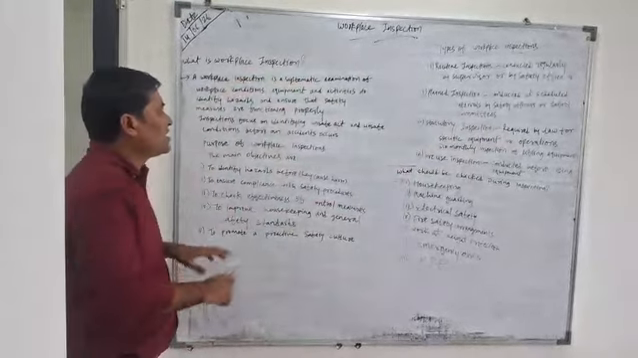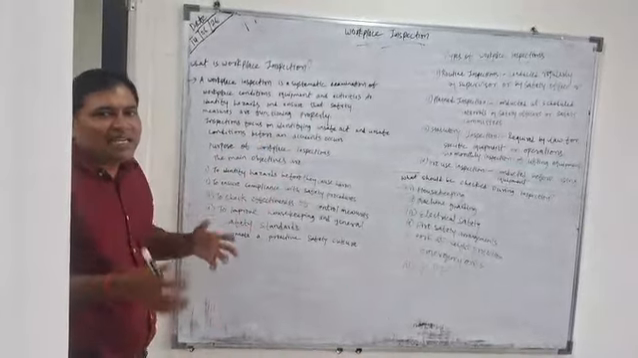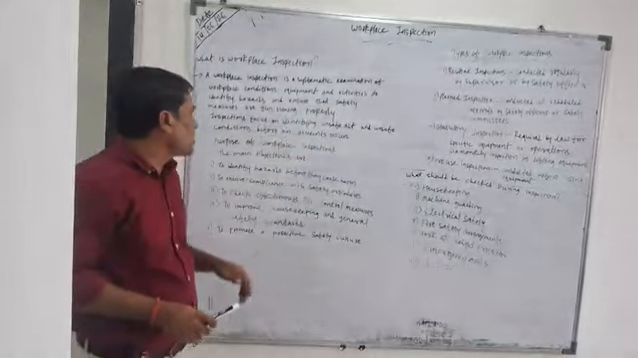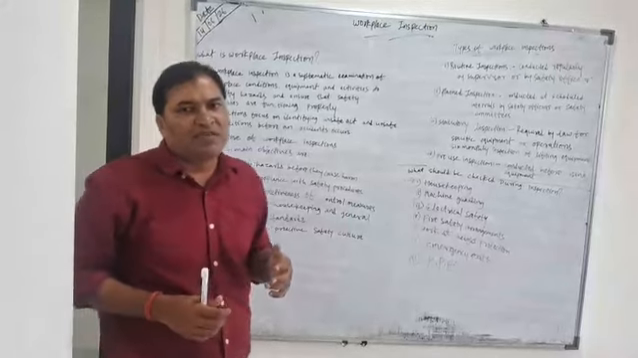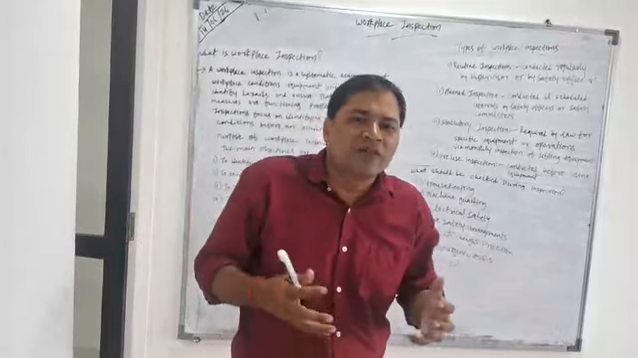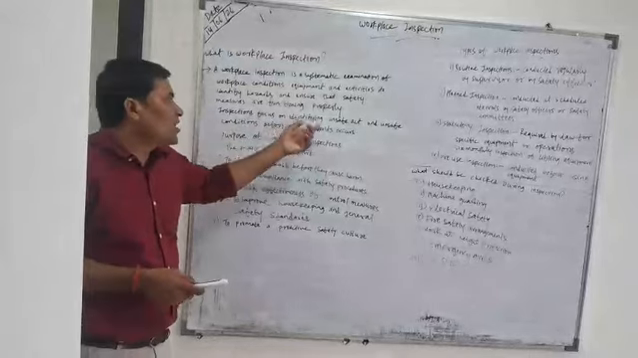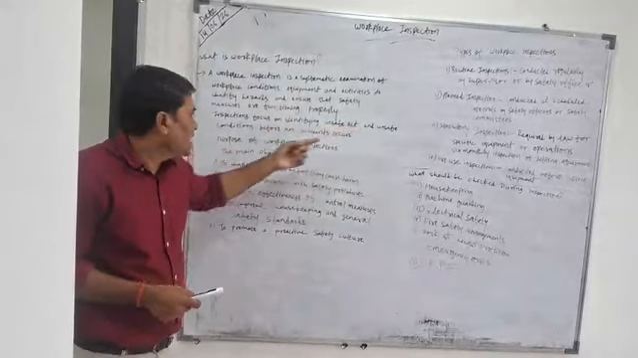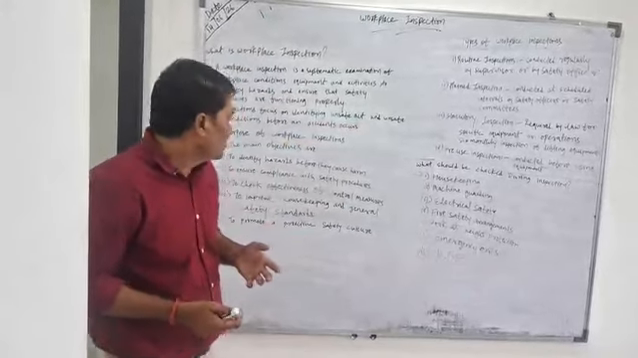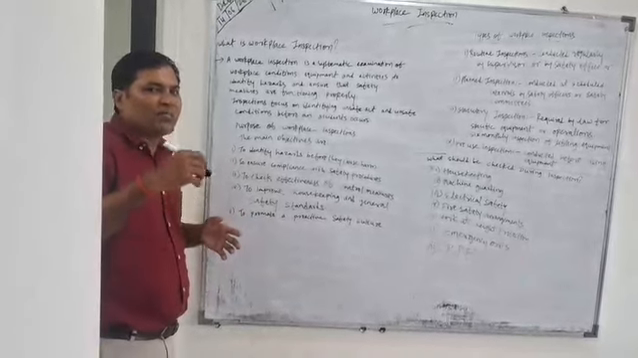A workplace inspection is a systematic examination of the workplace conditions, equipment, and activities to identify hazards and ensure the safety measures for proper functioning of the machines and the equipment. It focuses on identifying unsafe acts and unsafe conditions before an accident occurs. So you need to make that kind of inspection checklist, and then go as per the checklist.